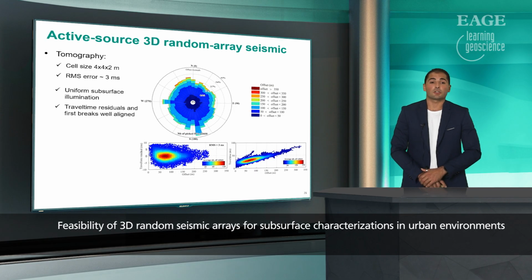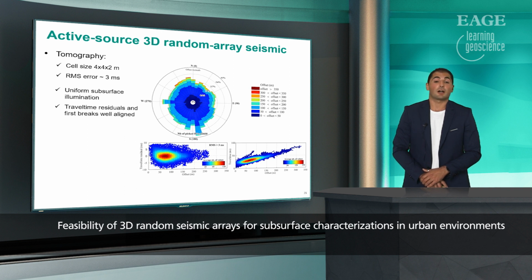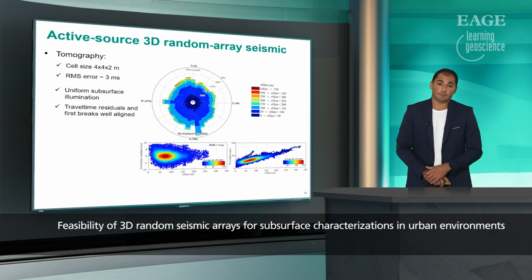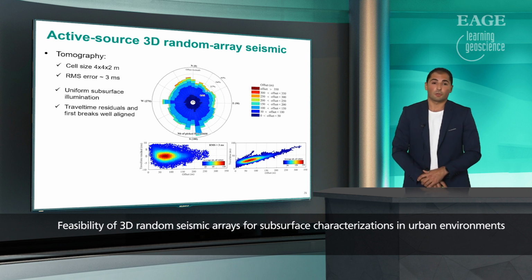This figure here shows a relatively uniform subsurface illumination from all the sides of our random array. The lower figures show that our picked first arrivals and also residuals after the inversion align along a line. The final RMS obtained for our velocity model was approximately 3 milliseconds, with the cell sizes for the tomography being 4 times 4 times 2 meters.